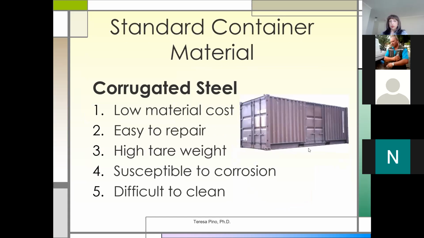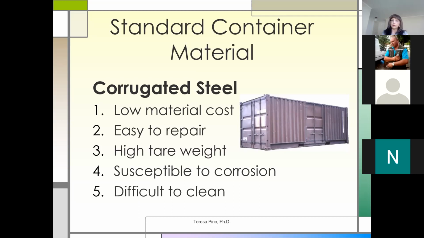So we have the corrugated steel container. When we talk about the material, this is very popular. So it's low material cost. These are cheap. They're easy to repair because you can take one part, weld it, and replace that part. High tare weight: it is the only type of container that resists the heaviest cargo. Susceptible to corrosion, yes, because it's made of metal. And it's difficult to clean because it's corrugated. So you can see it has a lot of pleats.